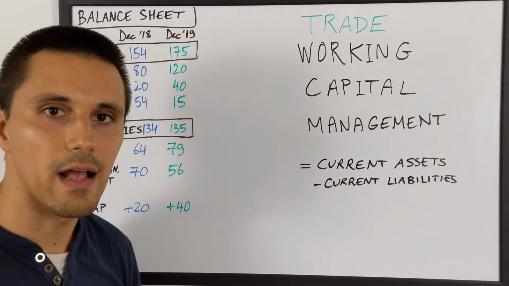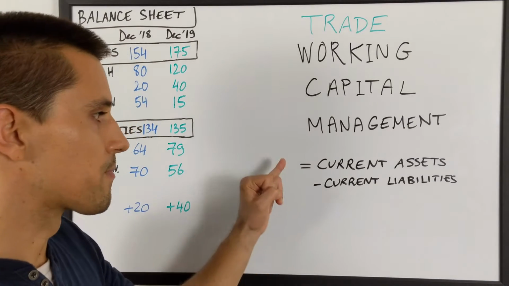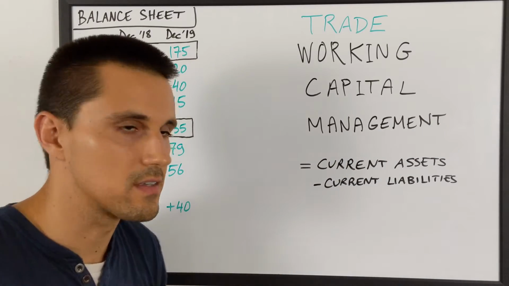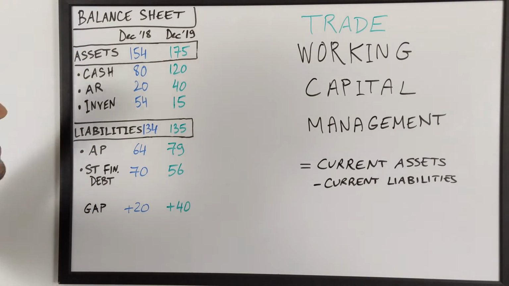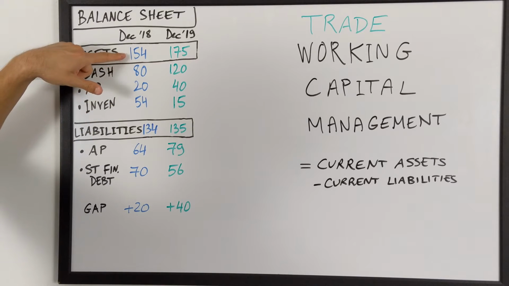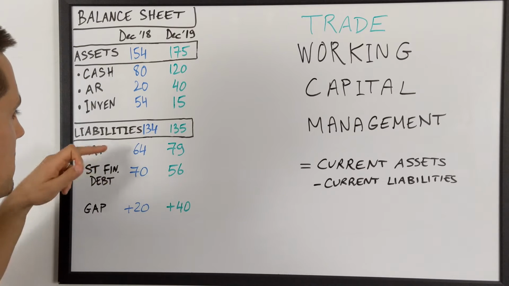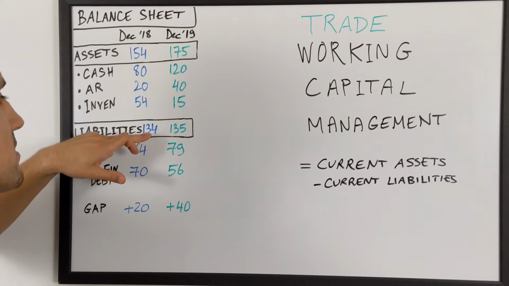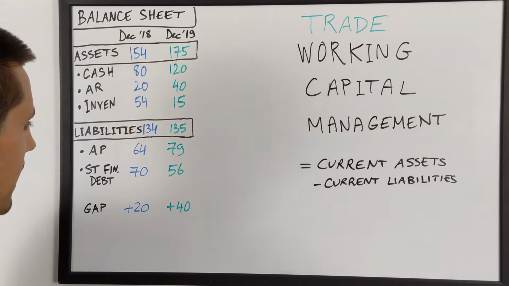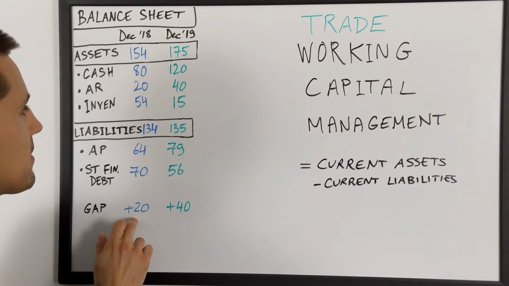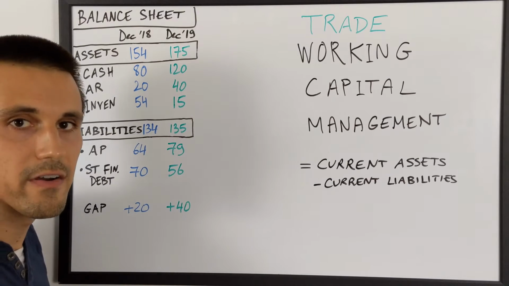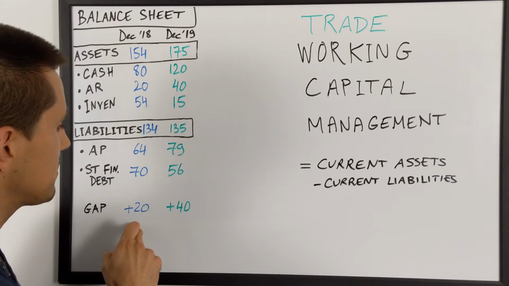Okay, now let's try to calculate working capital just for 1 year. Remember the formula? Current assets minus current liabilities. What does it mean? For 2018, when we take the sum of my three current assets, they sum up to 154. And on the other side, my current liabilities sum up to 134. So when I do 154 minus 134, I see that I have a gap of plus 20. So I have more assets than liabilities. So I have a positive working capital in 2018.